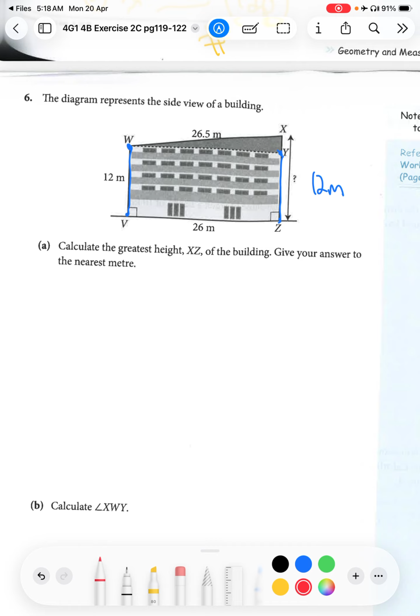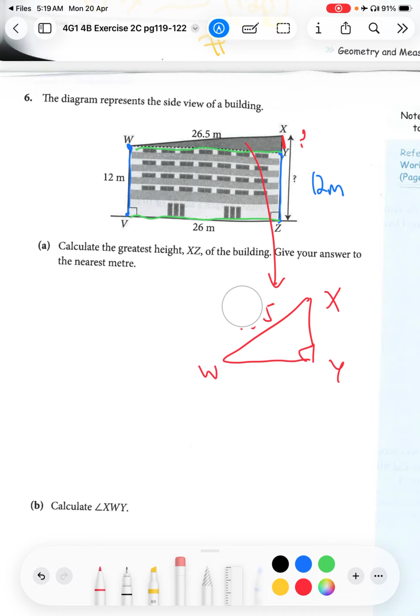So the part that I really have to find is this part, XY, which becomes a triangle. These two lengths are the same. So technically, what I am looking at is just this, a right angle triangle. This is X, Y, this is W, this is 26.5, this is 26, and this is the one to be found.